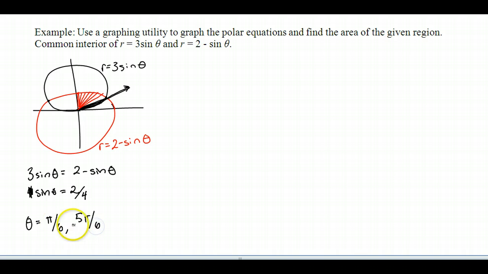I'm going to use symmetry, so 5 pi over 6 won't really matter. But this looks like it's even that pi over 6. So that's, I always like to check, like, does it look accurate? And yes, this one does.